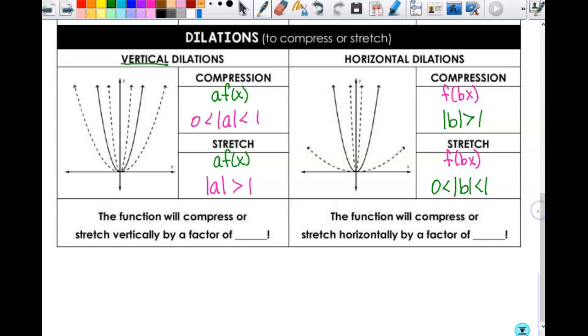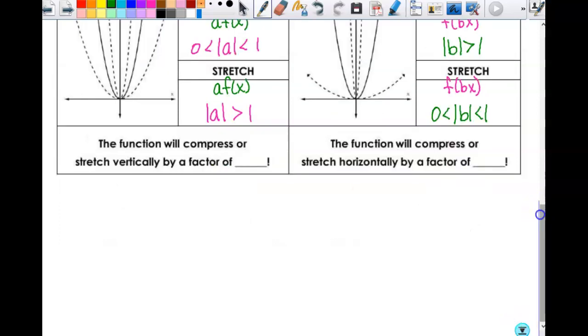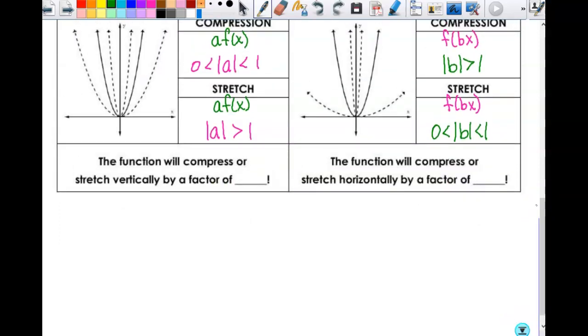So that means that whatever you happen to see in the function will compress or stretch vertically by a factor of the absolute value of a. Whatever that number is, that's the number we use. If it's horizontal, it will compress or stretch horizontally by a factor of the absolute value of 1 over b. You take the reciprocal of it. So if it's 1/3, then it is a stretch by a factor of 3. Okay? What questions do you have?